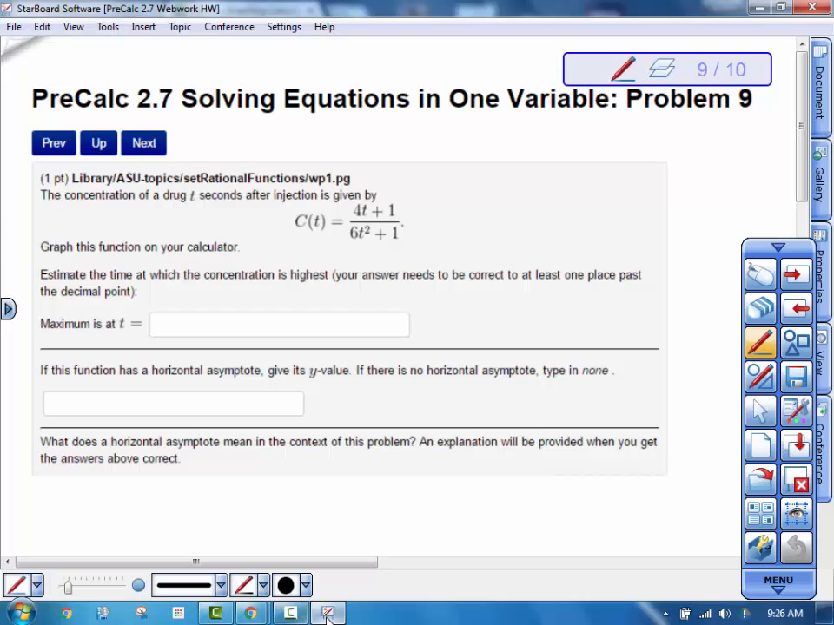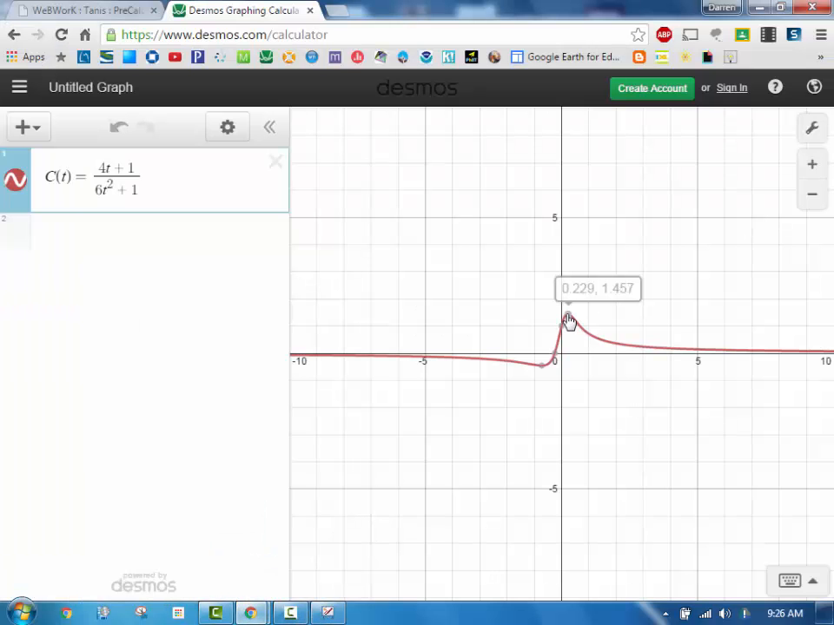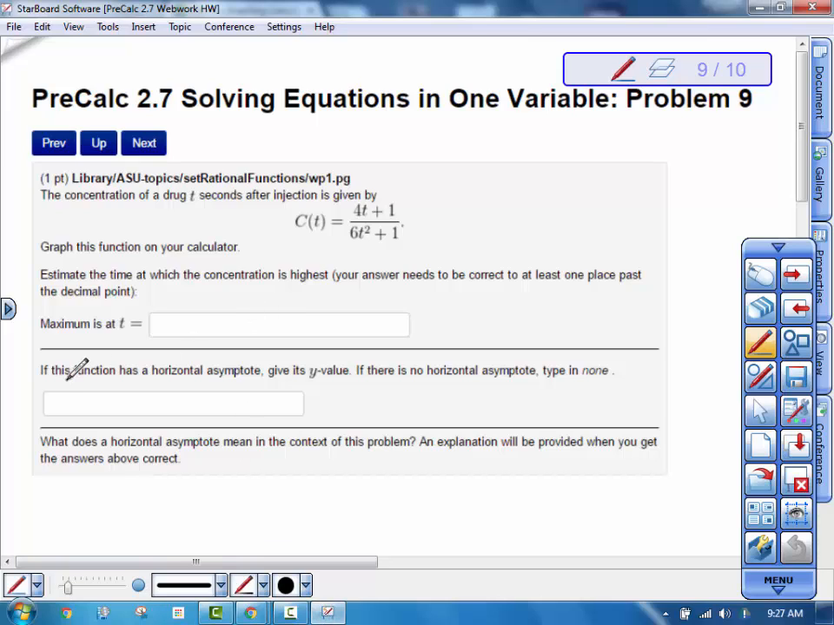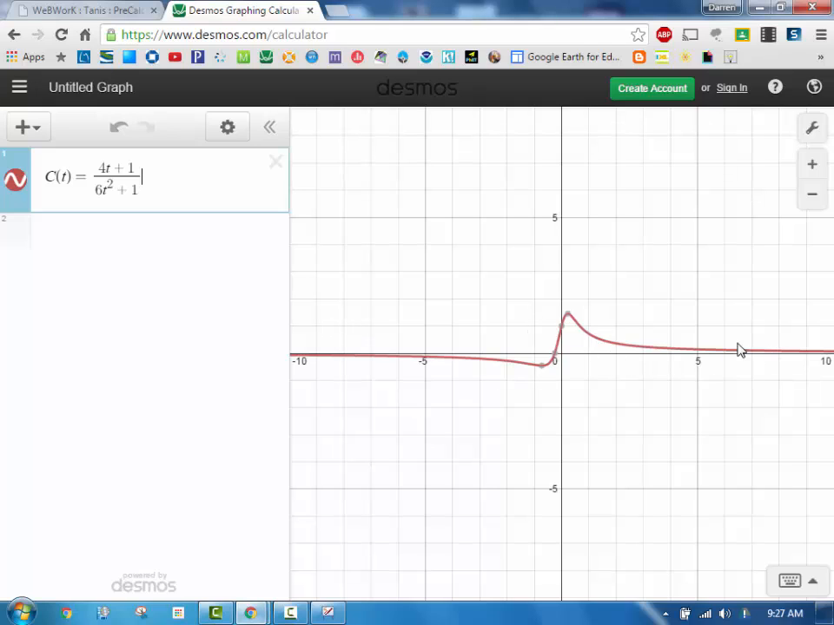So the maximum would be, in this case, 0.229, I guess, I'll enter in. And then if this function has a horizontal asymptote, give its y value. If there's no horizontal asymptote, type in none. Now keep in mind that when we have an exponent that's higher in the bottom than it is in the top, the horizontal asymptote is the line y equals 0. And that's exactly what we see when we look at this graph, right? It reaches y equals 0. So we put in the drug and it reaches its highest concentration after 0.229 seconds. And then as time goes on, the concentration of the drug falls back to 0.